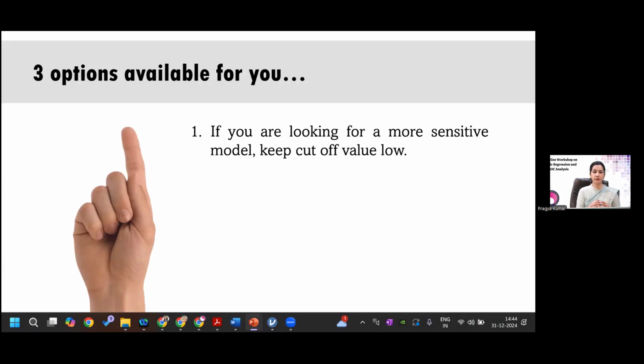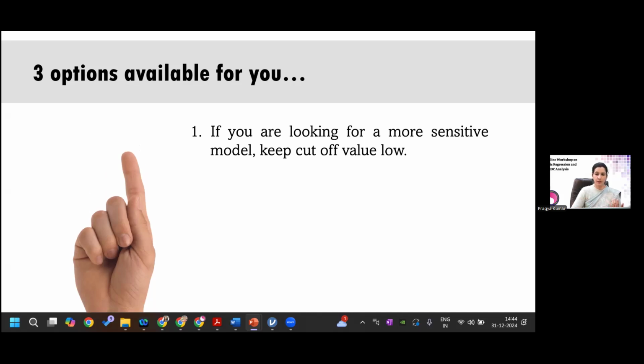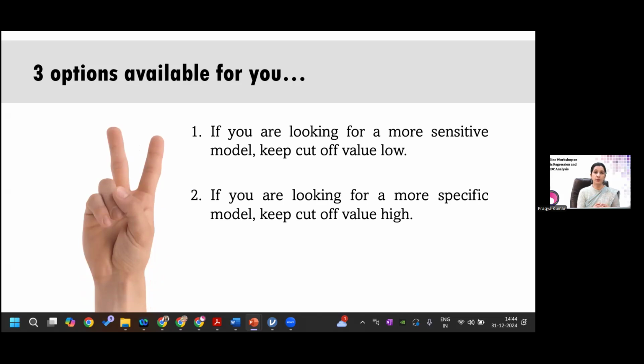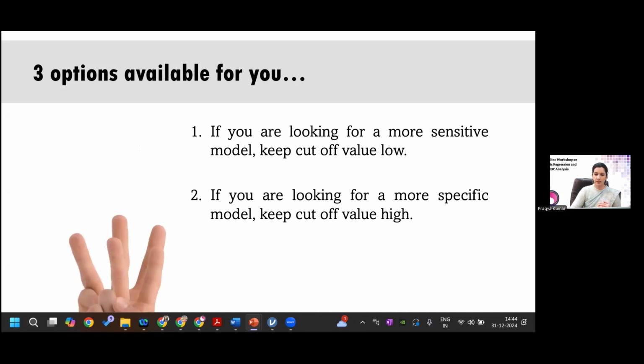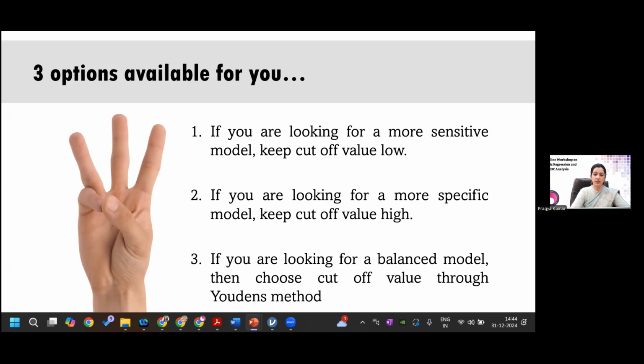If the test which you develop or which you are proposing is a kind of screening test, screening means you want to screen for people who are positive. Then in that case you will go for a more sensitive test, and you will keep your cutoff low. If you want your true negatives to be ruled out, then in that case you can keep your specificity high. And the third is if you are looking for a balanced model, then you should choose the value based on the Youden's index.